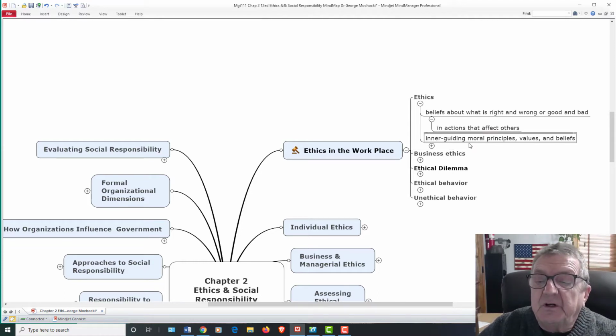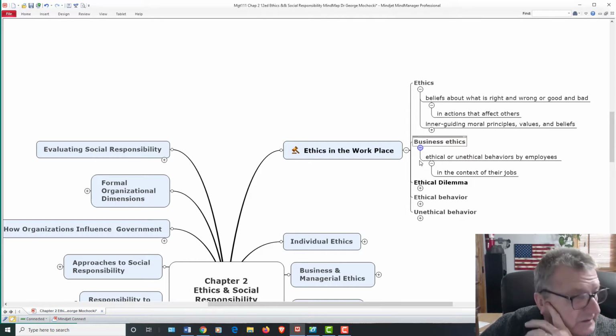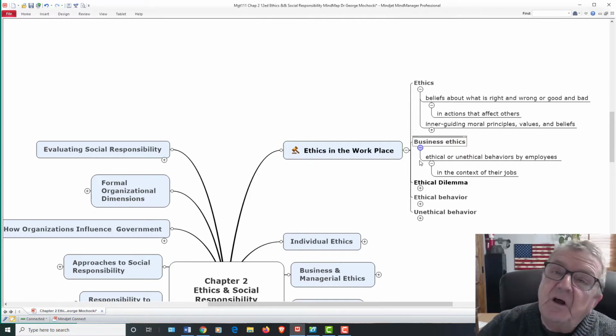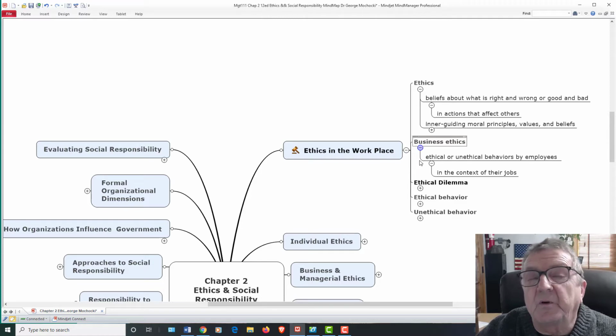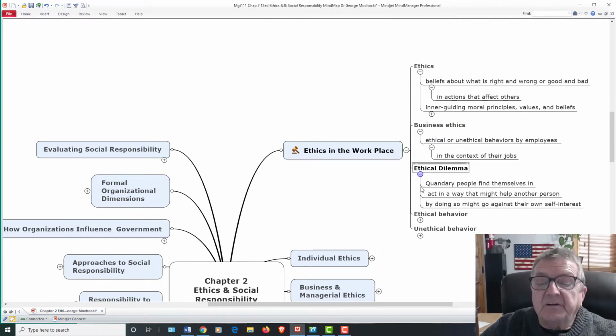Beliefs about what is right or wrong. Right? Good, bad action, inner guiding moral principle that society feels is ethical. Okay, now business ethics is similar to what you would call residential or everyday ethics, but it's a little bit more tied into business dealing, dealing with the commerce that businesses have to operate with, whether it's operating as a business owner and how I deal with a consumer or a client that I'm dealing with.